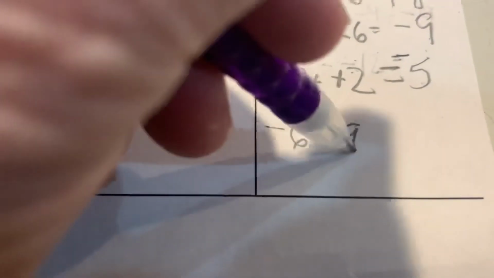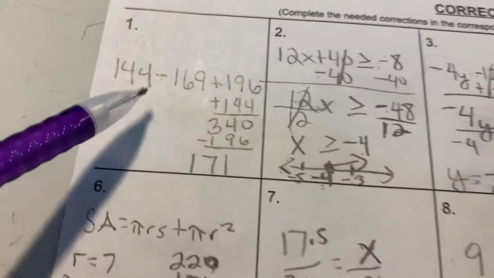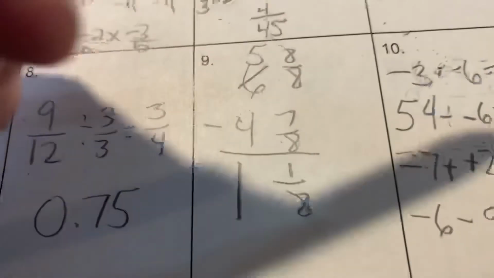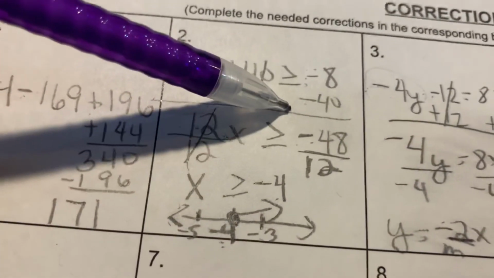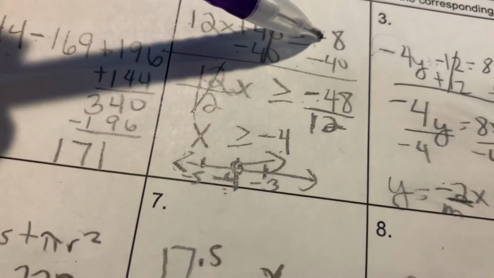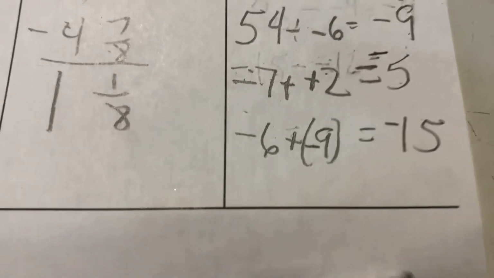Negative 6 minus 9, just like we did over here. Negative 8 minus 40, or it could also be a negative 8 and a negative 40, is negative 48. Same idea here. You can either see that you have negative 6 and negative 9, same sign, add it up, keep the sign the same, or you can keep, change, change. That's up to you. Regardless, you're going to add them up and keep the sign the same.